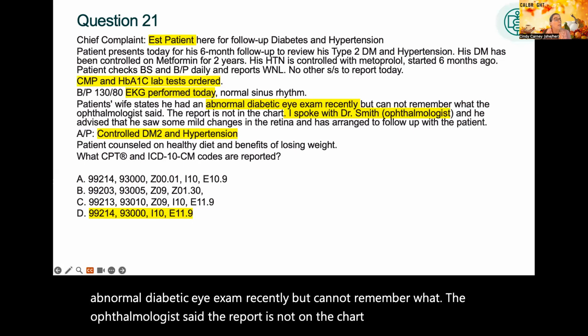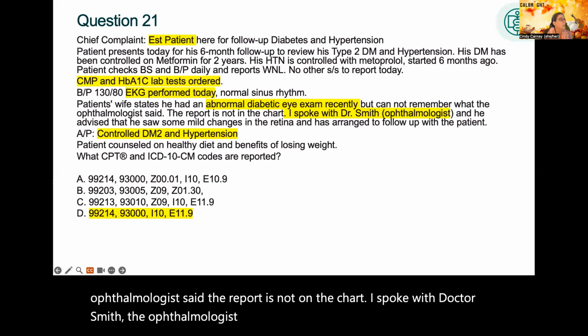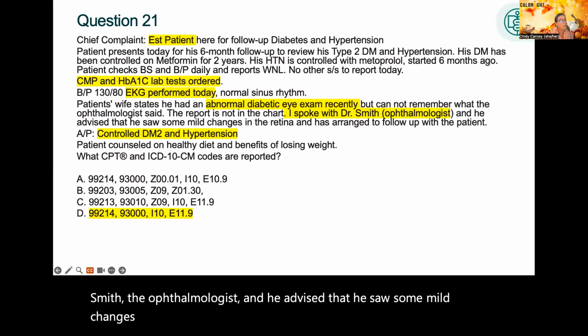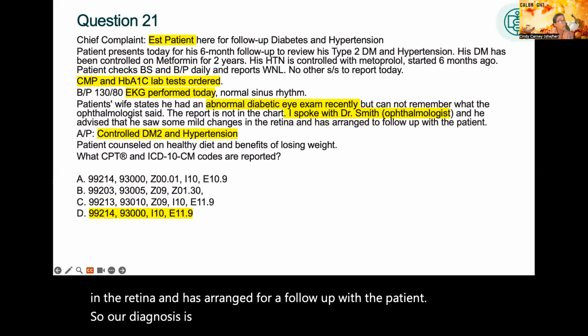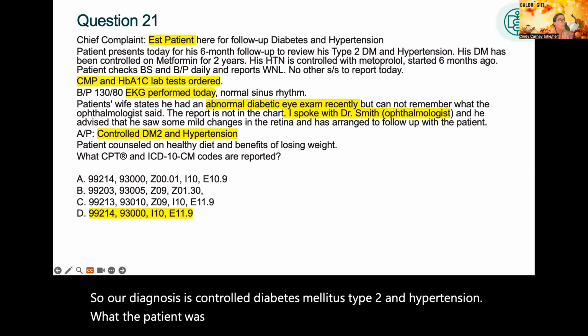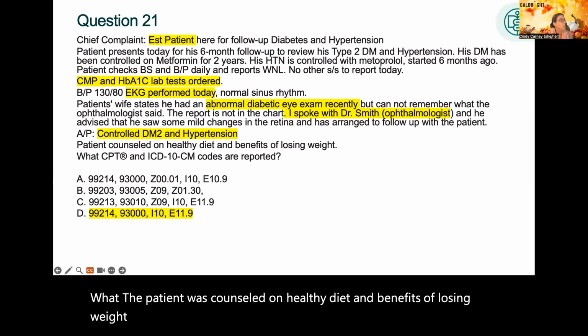I spoke with Dr. Smith, the ophthalmologist, and he advised that he saw some mild changes in the retina and has arranged for a follow-up with the patient. So our diagnosis is controlled diabetes mellitus type 2 and hypertension. The patient was counseled on healthy diet and benefits of losing weight. What CPT codes would be reported?